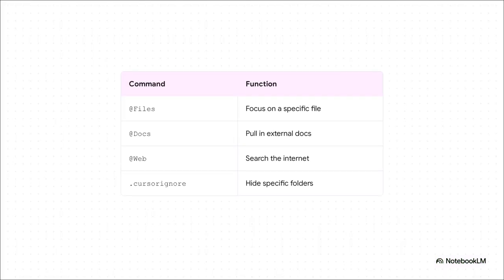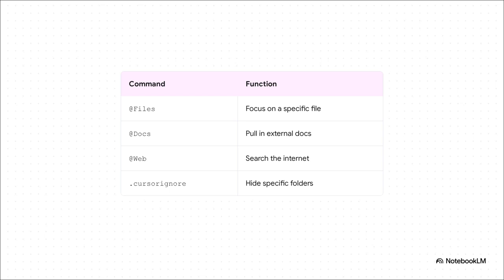Because listen, if the AI doesn't know what to look at, it's going to guess, and guessing leads to bugs. So here's your toolkit for managing context. The @ symbol is going to be your best friend. By typing the @ symbol followed by a file name, you force the AI to pay attention to exactly that file.